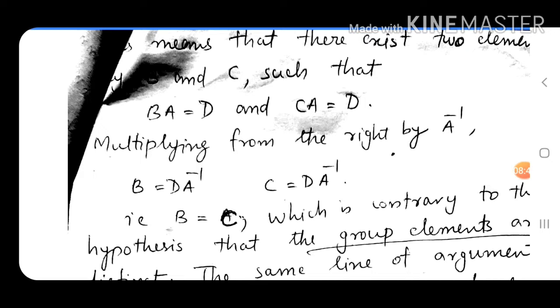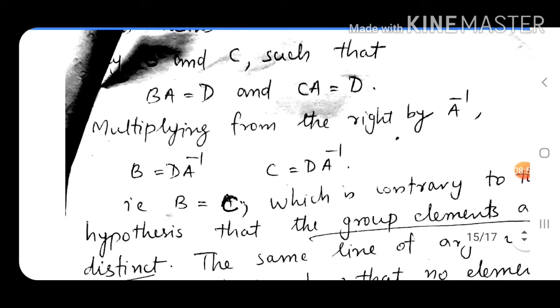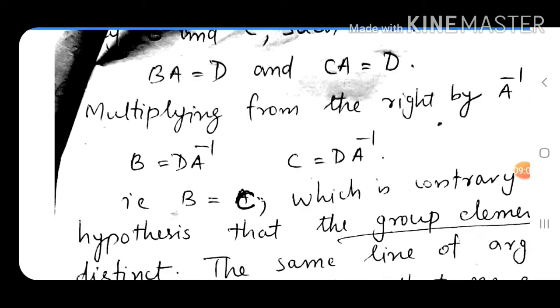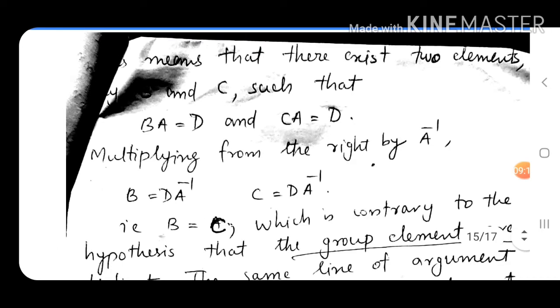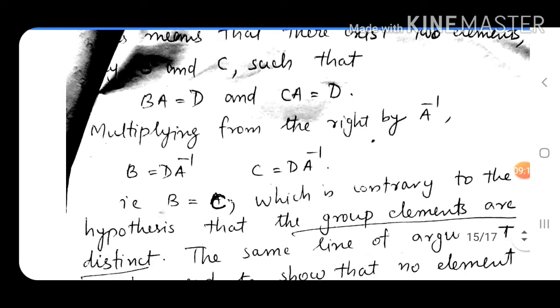A inverse A is the identity element E. And when the identity element combines with B, you will get B itself. When an identity element combines with an element, you get that element, and this is how we define the identity element. So B is D A inverse, and C is D A inverse.